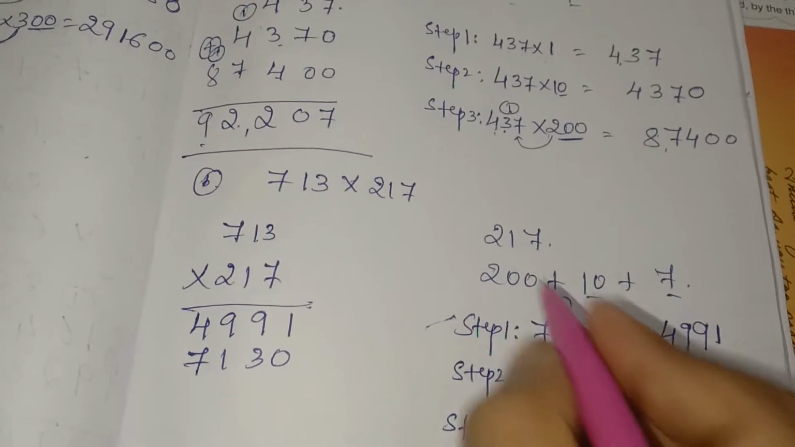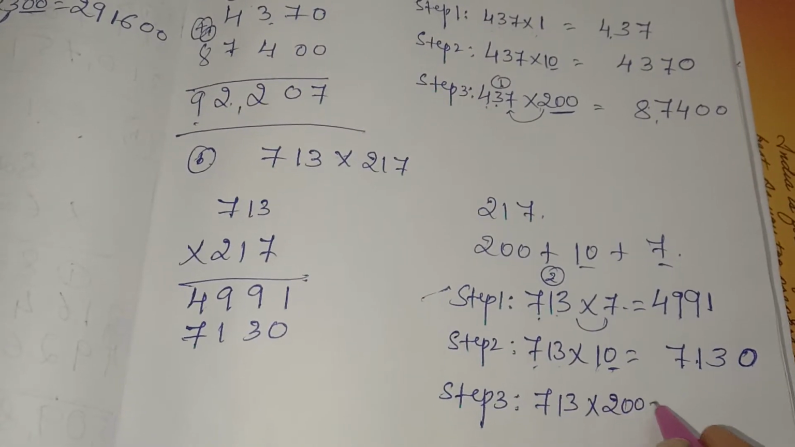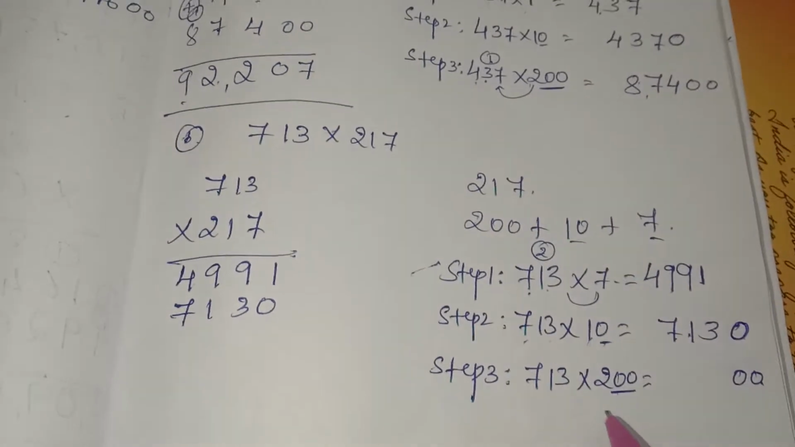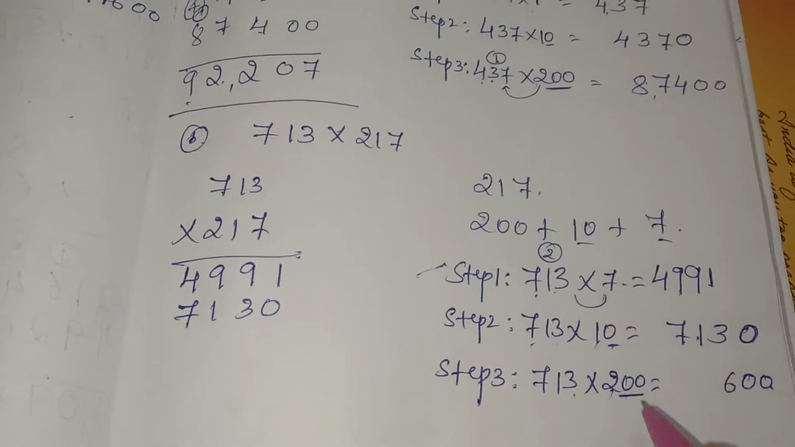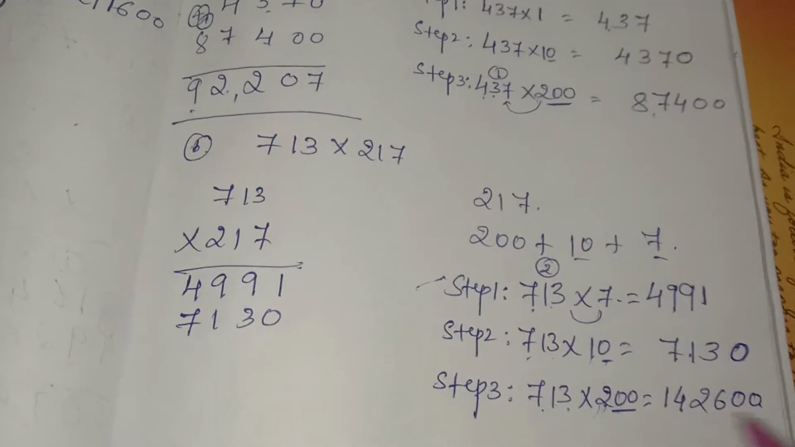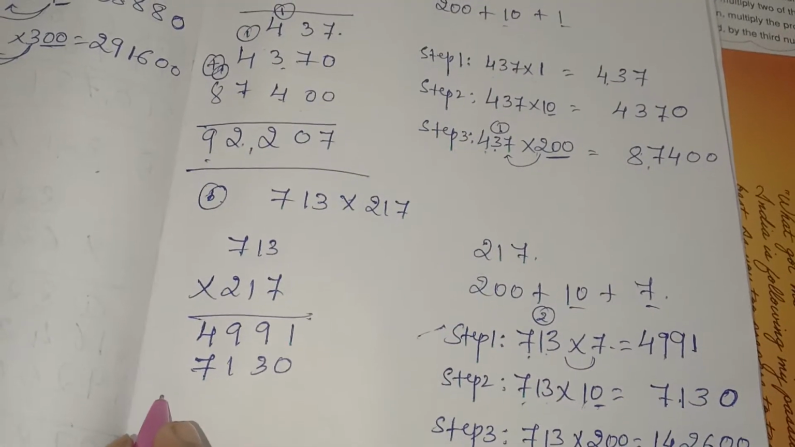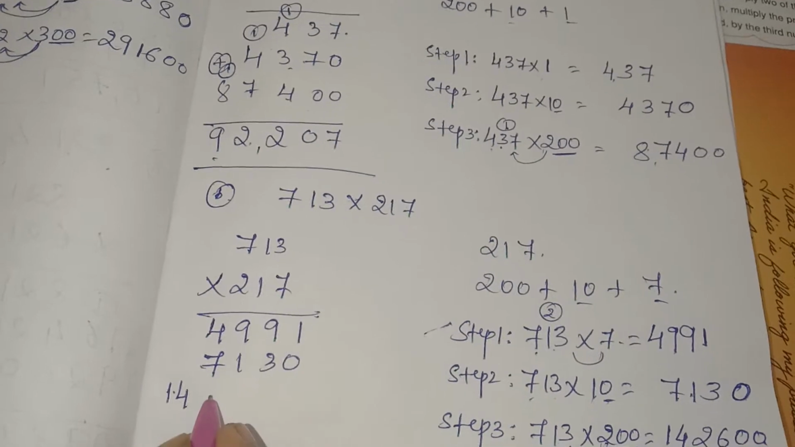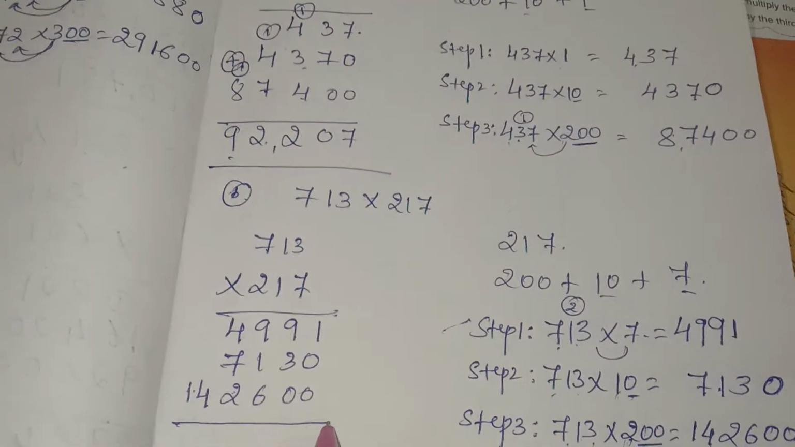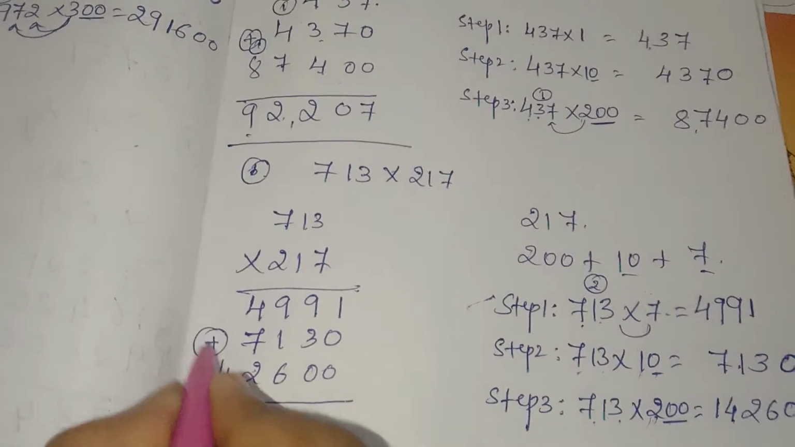Now step 3. 713 into 200. 2 zeros. Put 2 zeros. Then 2 3s are 6. 2 1s are 2. 2 7s are 14. Yes. Now write 142600.